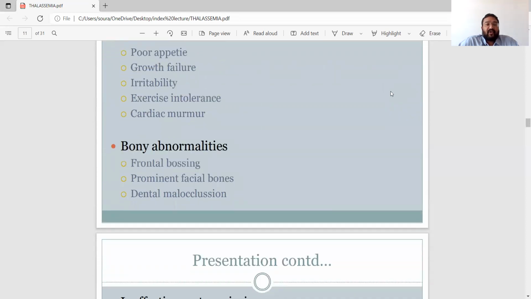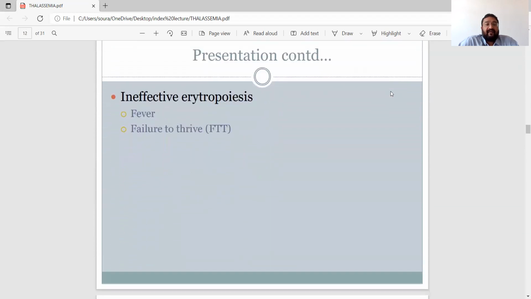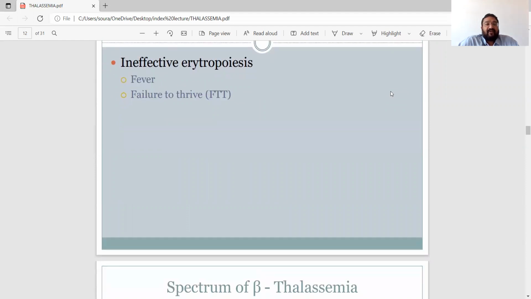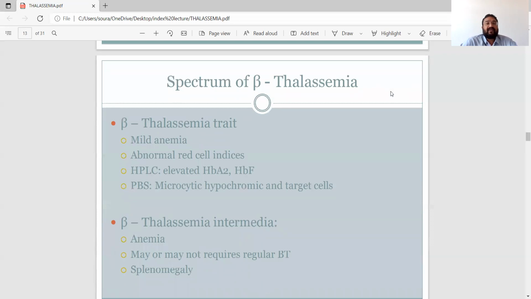Bony abnormalities are a common presentation, in the form of frontal bossing, prominence of the facial bone, malocclusion of teeth, and depression of the nasal bridge. On systemic examination, one can see hepatomegaly, that is enlargement of the liver, and splenomegaly. Features of ineffective erythropoiesis may cause fever and failure to thrive in this child.